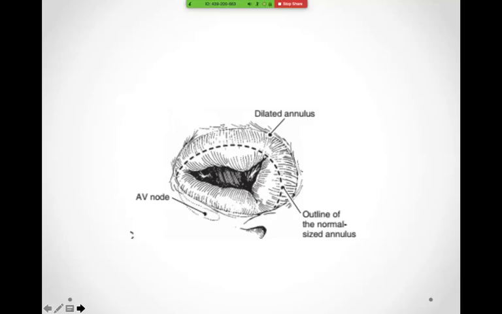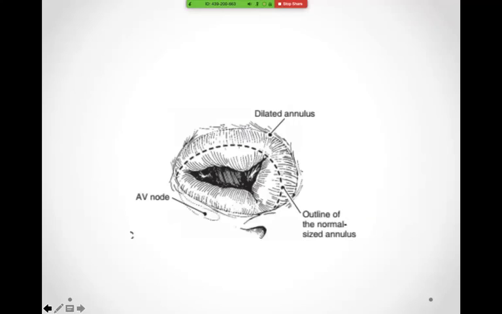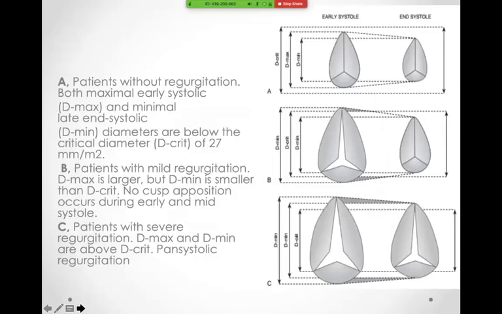Right. So this is just showing, in comparison to your previous image, how the annulus dilates. So you can see more or less the septal leaflet, or the septal side of the annulus, is pretty stable, and it is actually the anterior and the posterior leaflets which dilate. Next slide.